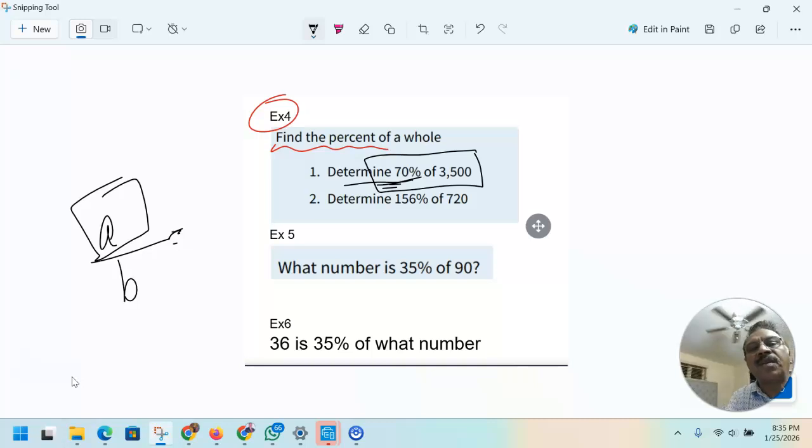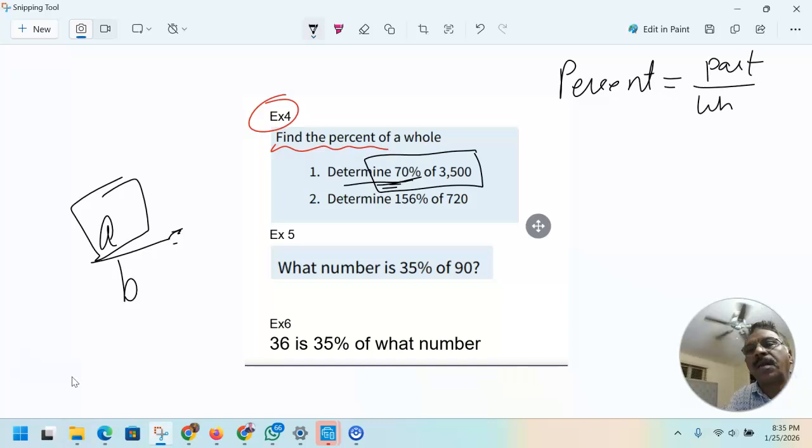What does this basically mean? Percent is given. Watch this. Percent is given, and we need to know the part. So what is this part of the whole? In other words, it is like A over B, right? So we don't know what A over B is.